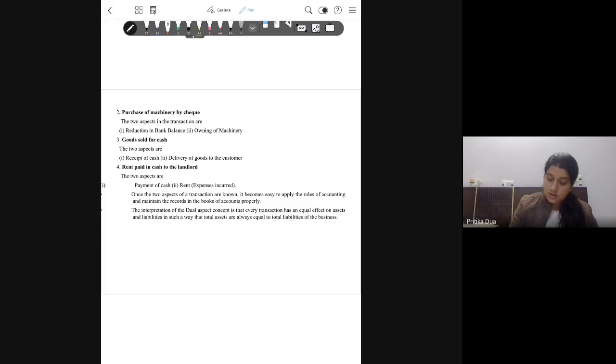So next, okay, the next transaction is purchase of machinery by check. Some problem with the stylus. Okay, so now you are purchasing machinery, but you are not making payment in cash. You are making the payment by check. Okay. So what will be the dual effect of this transaction? When you purchase machinery, a new asset is being added to your business and your check payment will reduce your bank balance. Okay. Both bank balance and machinery are assets for the business.